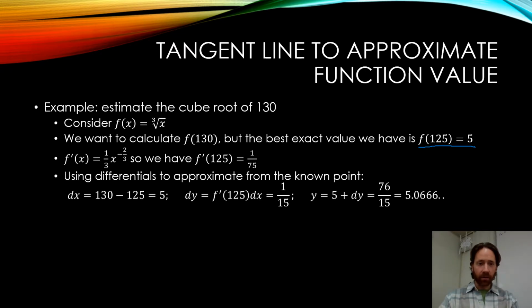Now we're going to write down the differential form. So dy is f prime times dx. And if we're thinking dx is the difference from the known point, 125, to the point we're trying to estimate, 130, so dx equals 5. So we know f prime, we know dx, so dy is 1 over 15. So our estimated y value is 5 plus dy, and that's 5.0666 repeating in this case. And if you want to compare that, the true value on a calculator would be 5.0658.